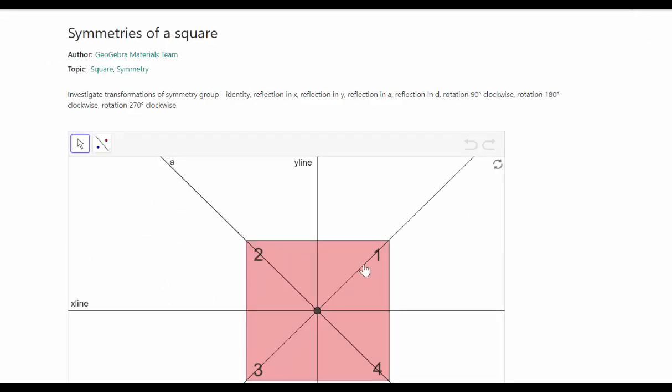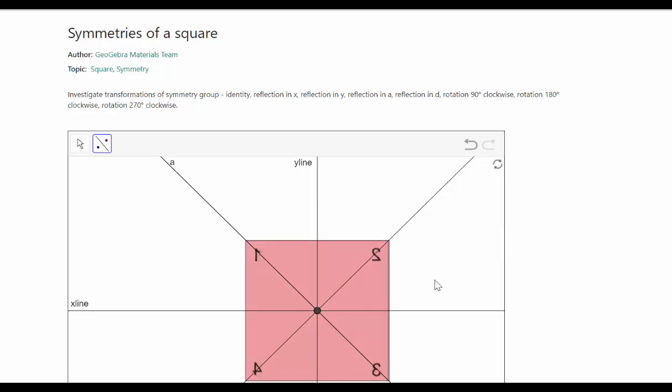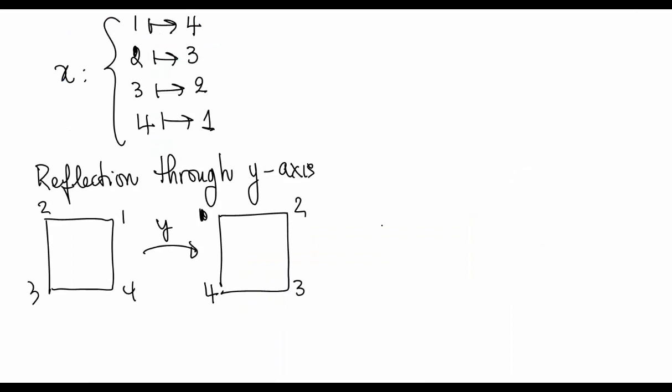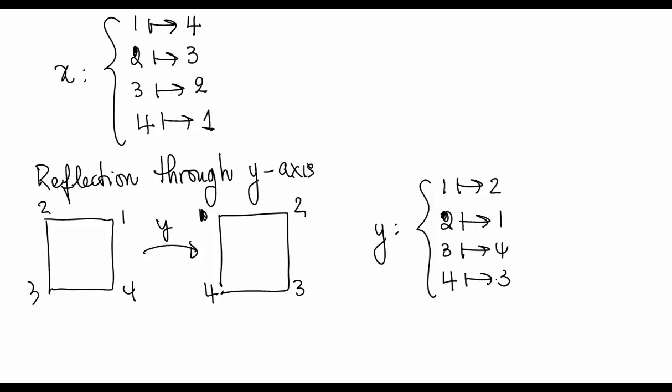And finally, we can reflect through the y-axis. So this is done as follows. So reflect through this y-axis, and let us write down what we just observed. Through this map, what we observe is that the first vertex is now located in the 2nd corner. The 2nd vertex is now located in the 1st corner. The 3rd vertex is now located in the 4th corner, and the 4th vertex is now located in the 3rd corner. So essentially 1 and 2 swap, and then 3 and 4 swap.